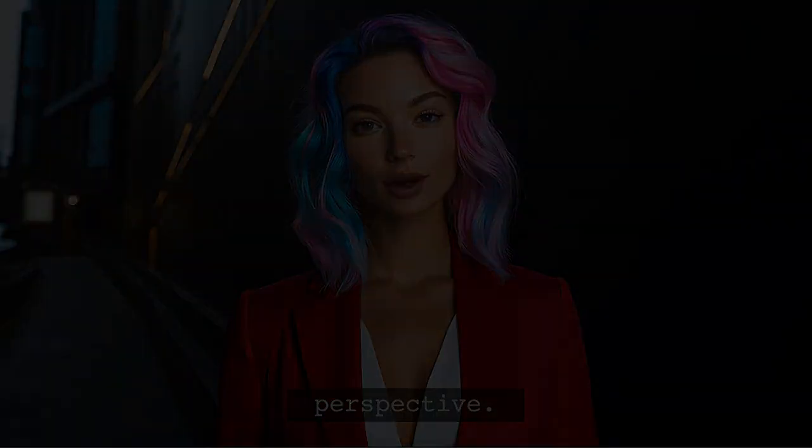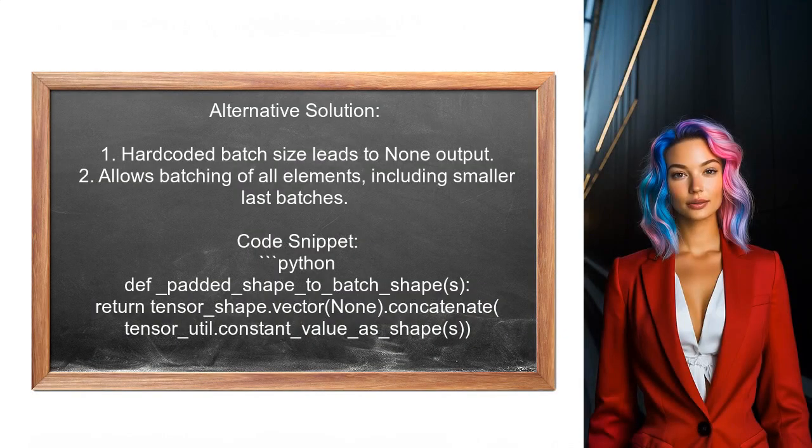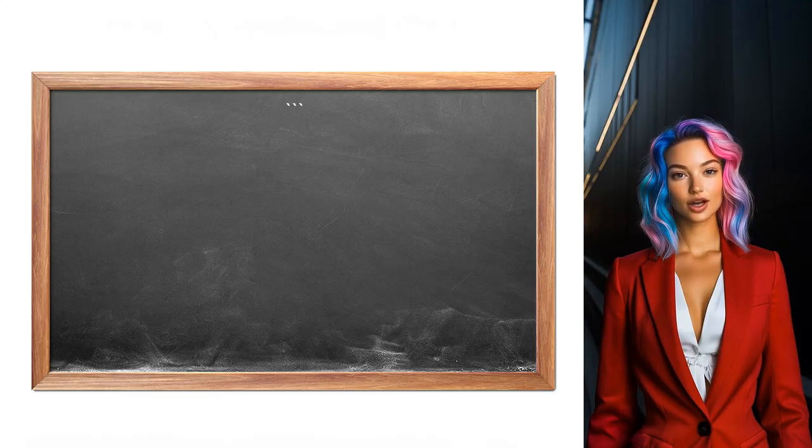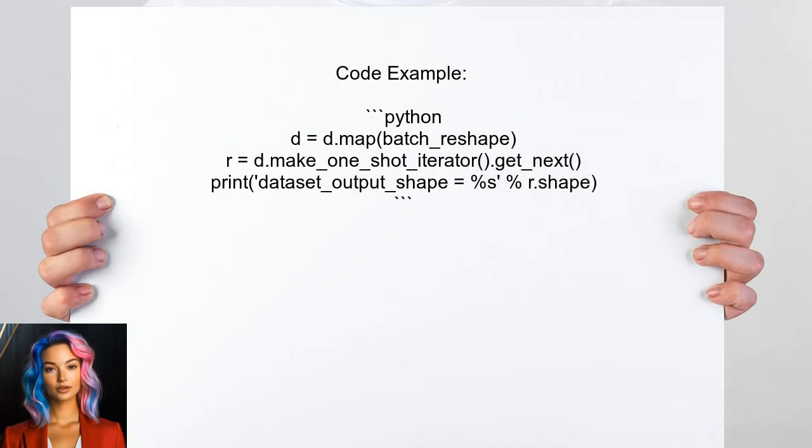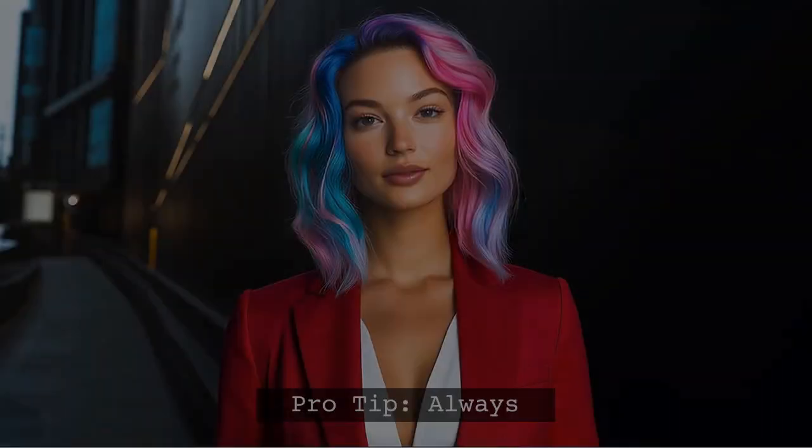Let's see another perspective. This user suggests that the issue with the output shape returning none is due to hard-coding the batch size in the implementation. They explain that this approach allows for batching all elements, even when the last batch may have fewer items. To resolve the issue, the user recommends using the filter and map functions. This way, you can ensure that the dataset maintains the desired batch size. Finally, they provide a code example demonstrating how to reshape the dataset and print the output shape, which confirms the batch size. Here's the tip I promised.